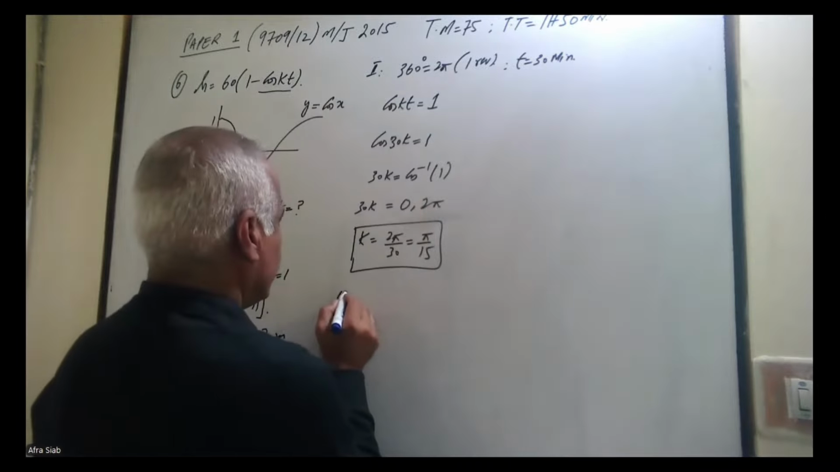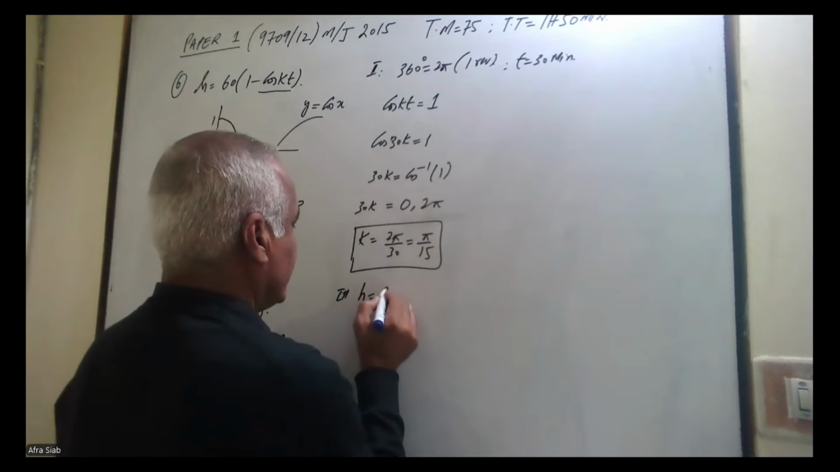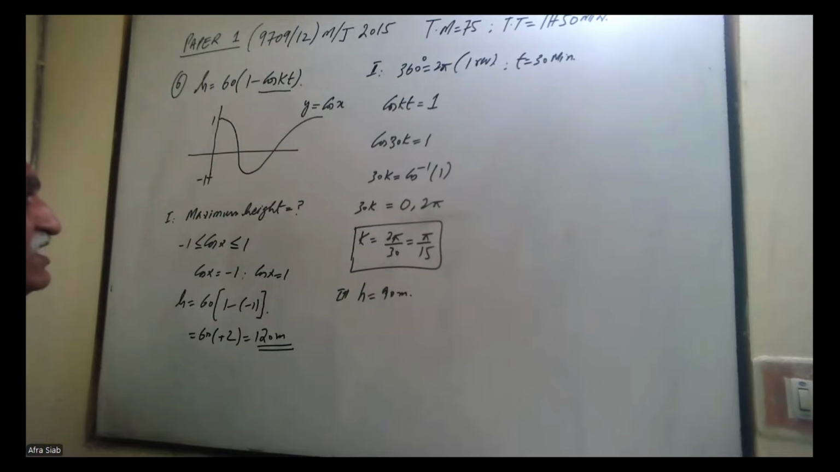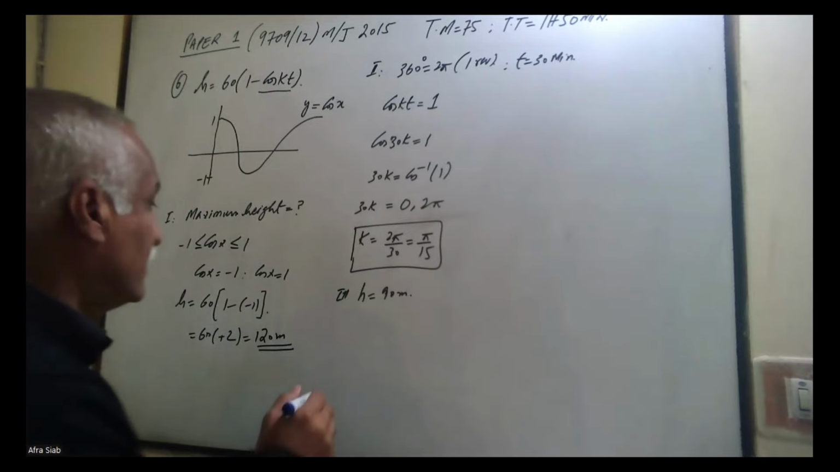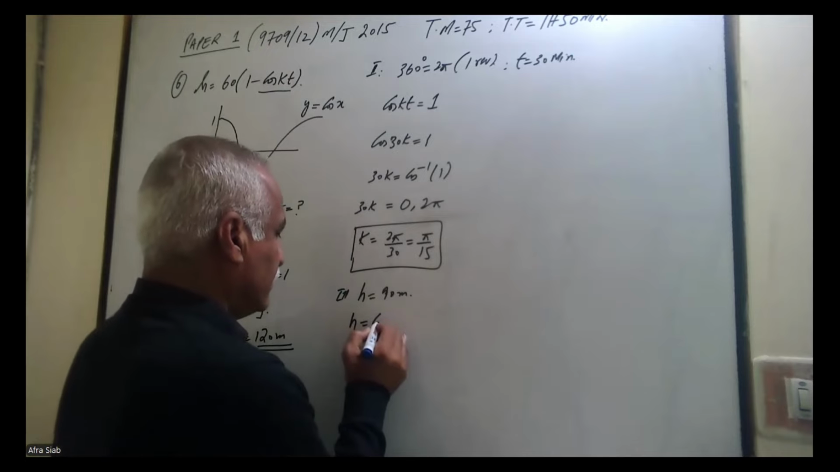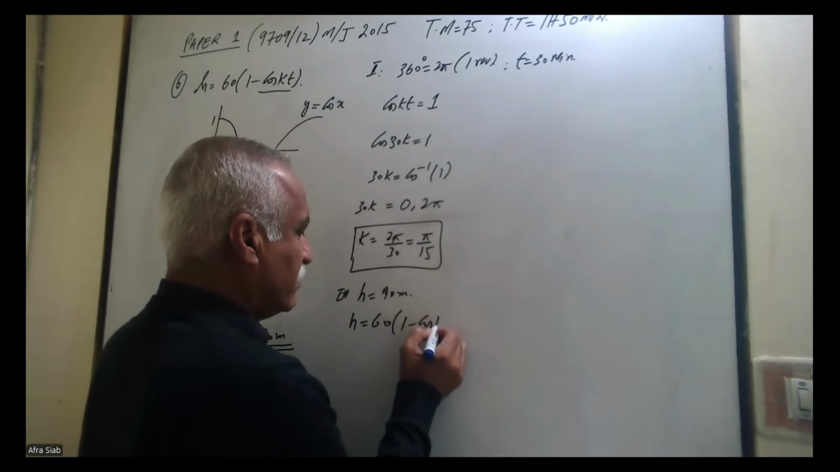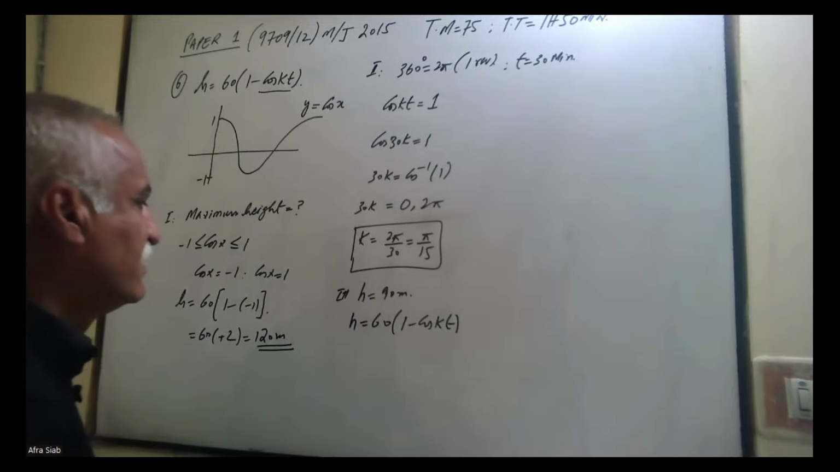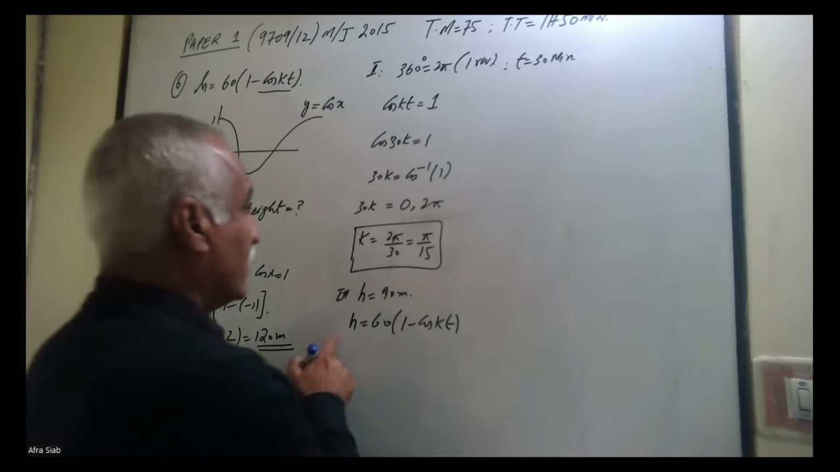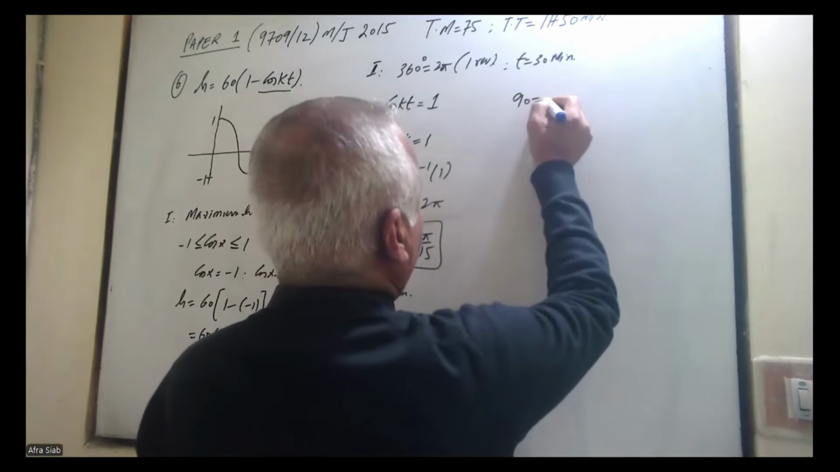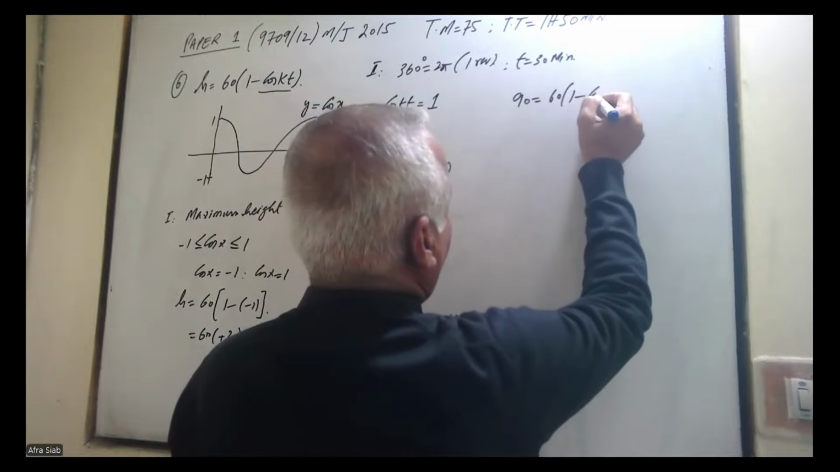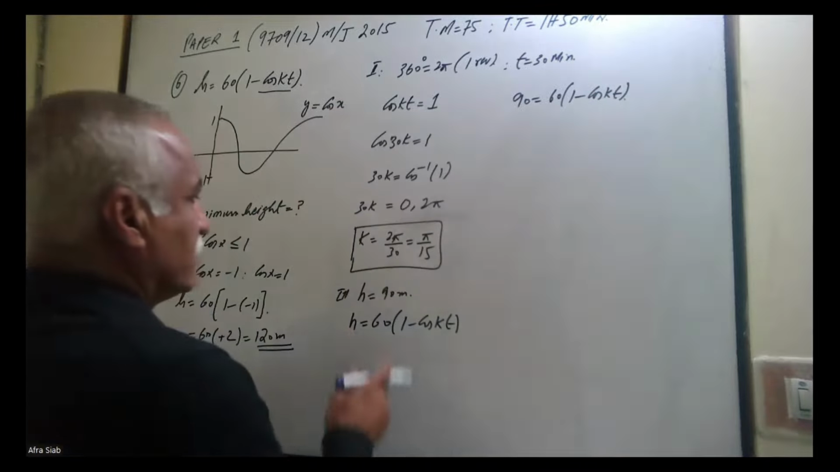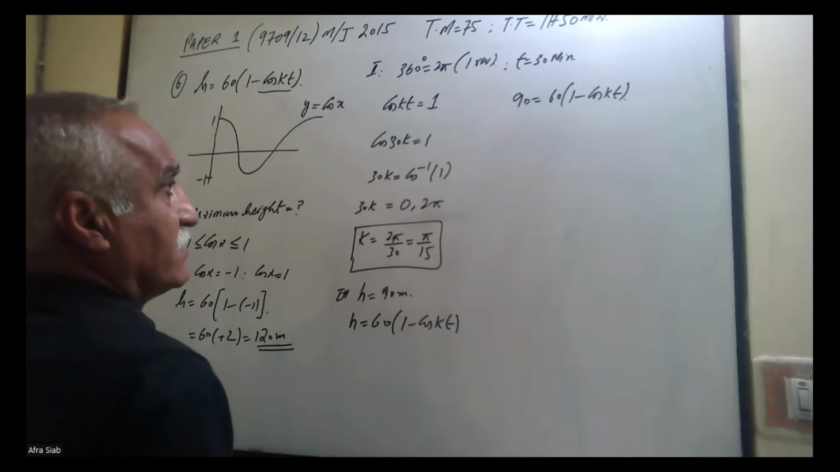In the third part, when its height is 90 meters above the ground, you have to calculate the time for that. So we know that h is equal to 60 into 1 minus cos of kt. This is the equation given to you. And when it is 90 meters above the ground, the height is taken to be equal to 90. That is equal to 60 into 1 minus cos of kt. But the k value is equal to pi by 15, so we will use it later.